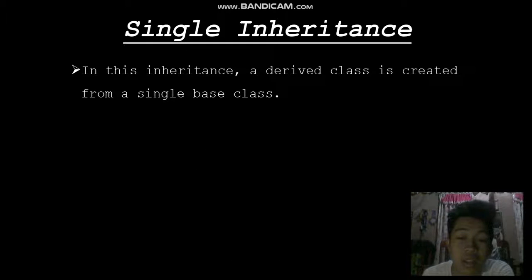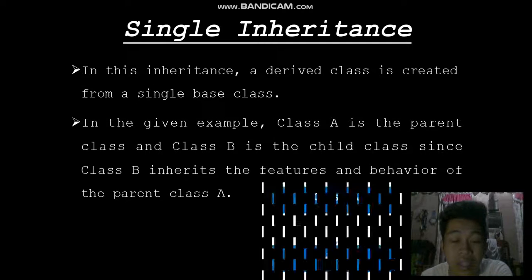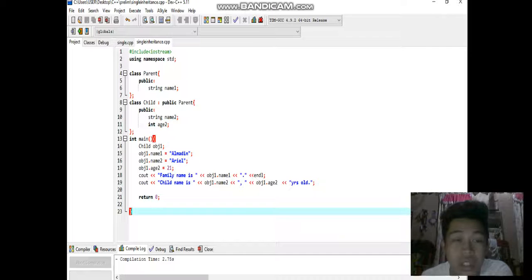In this inheritance, a derived class is created from a single base class. In the given example, class A is the parent class and class B is the child class, since class B inherits the features or behavior of the parent class A. So this is some code using the C++ program.